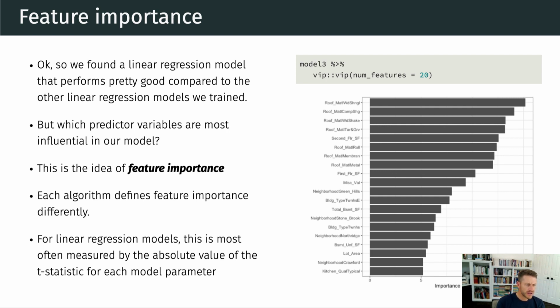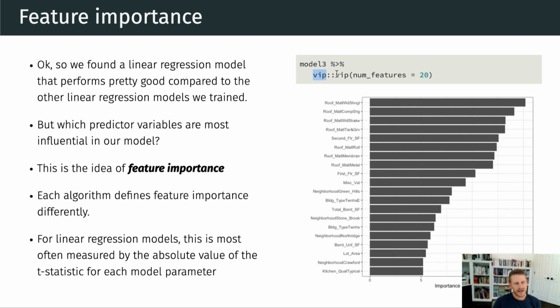Each algorithm will treat the influence of a predictor variable differently than other algorithms. But for the most part, most algorithms that we'll look at, especially in this course, we can get this idea of what we call feature importance. And feature importance is the idea of how much influence does a given predictor variable have on the performance of our model. Okay?